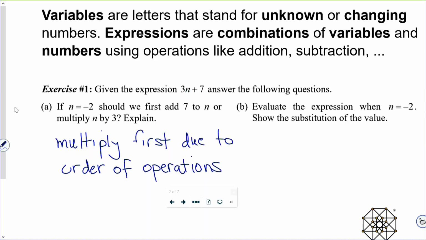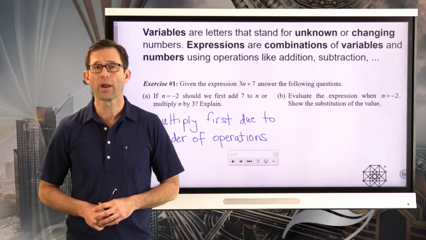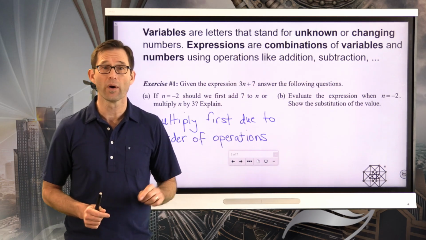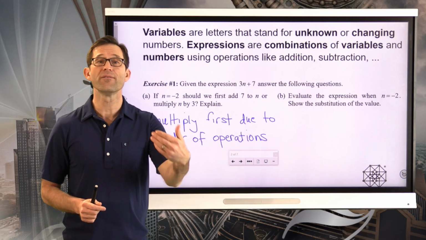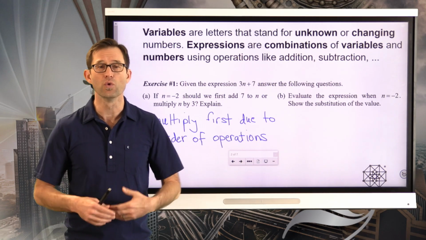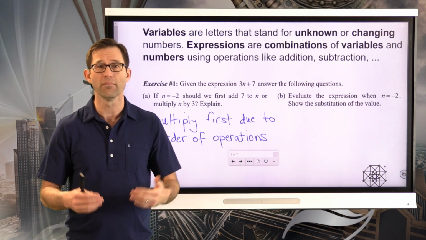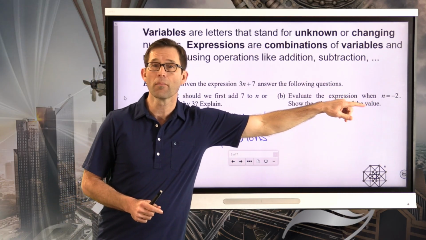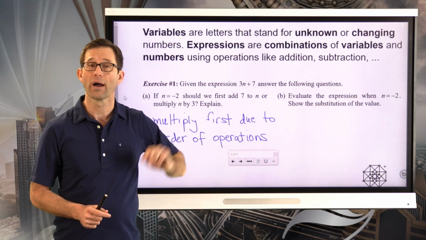So letter B. Evaluate the expression when n is equal to -2. Show the substitution of the value. You should always do that. Whenever you're given an algebraic expression, which is just an expression that has at least one variable in it, and you're asked what the value of the expression is, that's what it means to evaluate, to give the value of. Then when I substitute that number in for the variable, I should show that.